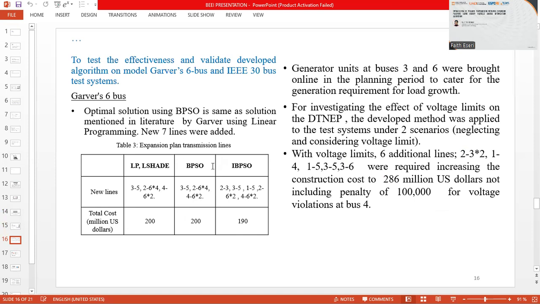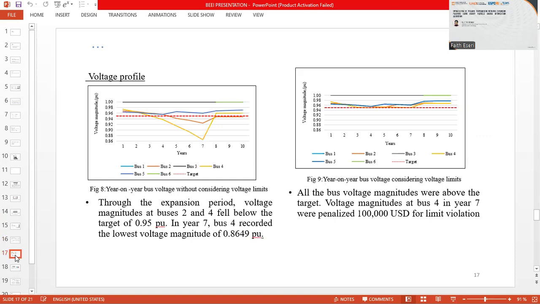The expansion plan, when compared to previous works, linear programming and L-SHADE, you find that IBPSO has $190 million, which is lower compared to the other two, justifying the use of the developed methodology. In the two scenarios involved in this research, neglecting and considering voltage limits, 6 further lines were required when considering voltage limits, raising the construction cost to $288.6 million US, and a penalty of $100 for voltage violations at bus 4. The voltage profile for considering and without considering voltage limits is below.